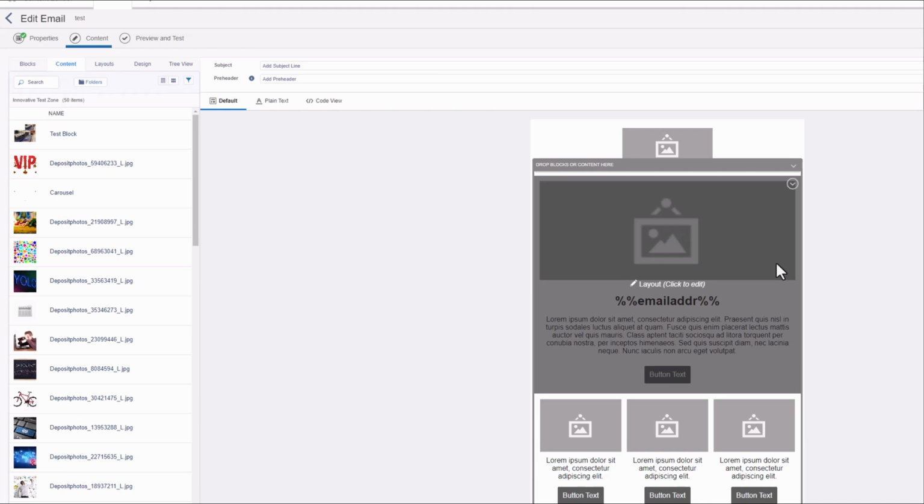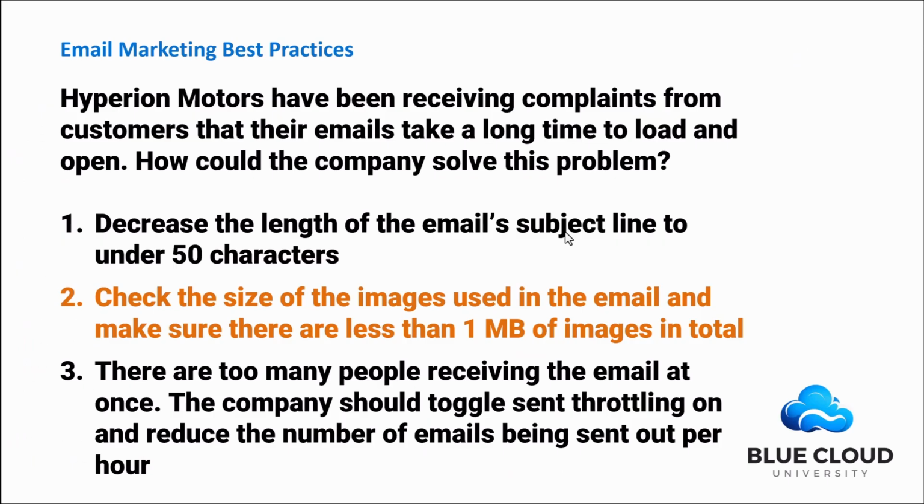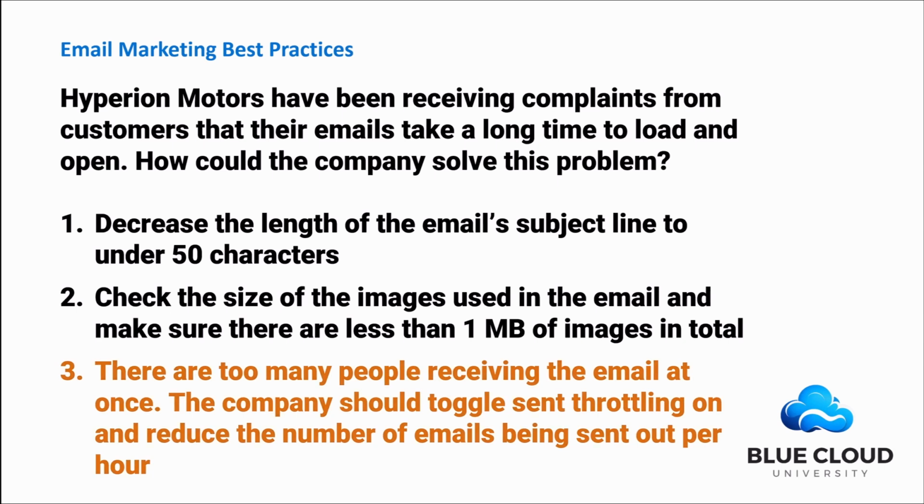We don't want to go larger than we need to. Make sure they're sized perfectly for the elements that we're using within the email. So in this scenario, that is a very viable answer. And making sure that the size of the images being used could be something that helps to solve the problem of long load and open times by recipients. Let's take a look at the third answer. The third answer says there are too many people receiving the email at once. The company should toggle send throttling on and reduce the number of emails being sent out per hour. Now, just to clarify, send throttling is a function and a feature that is available within Marketing Cloud.